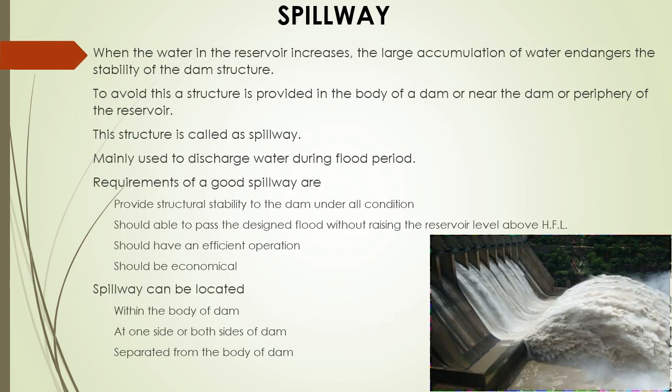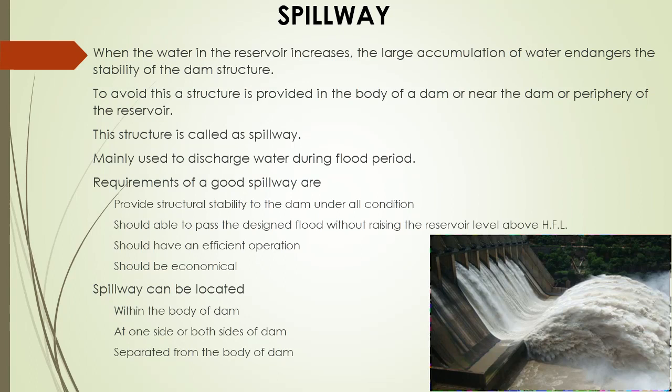When the water in the reservoir increases, the large accumulation of water endangers the stability of the dam structure. To avoid this, a structure is provided in the body of a dam, or near the dam, or at the periphery of the reservoir. This structure is called a spillway. It is mainly used to discharge water during flood period.